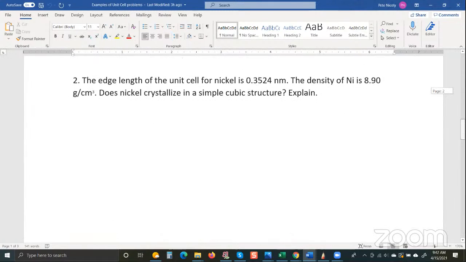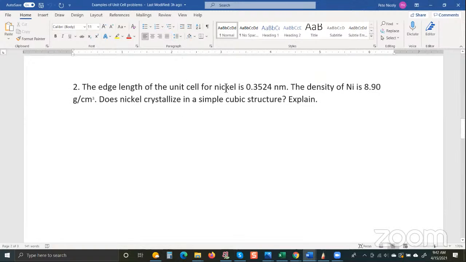Now, the next example is talking about nickel. It says the edge length of a unit cell for nickel is 0.3524 nanometers. The question is asking, does nickel crystallize in a simple cubic structure? And you're to explain. So this is kind of like the reverse of what we just did. The only difference is that in the first example, we were asked to determine the density, and based on that, we are to say whether or not nickel will crystallize in a cubic structure.